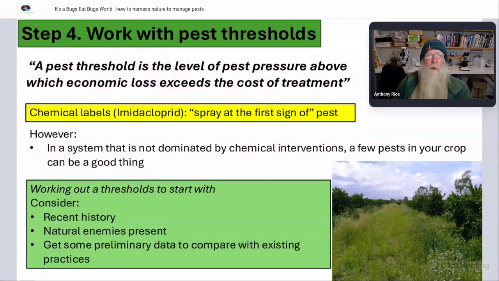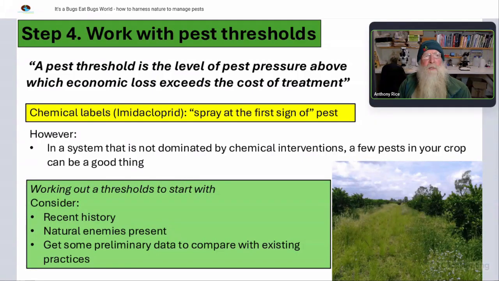So step number 4 is work with pest thresholds. A pest threshold is a level of pest pressure in your crop, above which economic loss exceeds the cost of treatment. Unfortunately, many chemical labels, including imidacloprid, say spray at the first sign of the pest. This is fundamentally un-IPM-y. I think that's now a word. I've used it twice, I think.